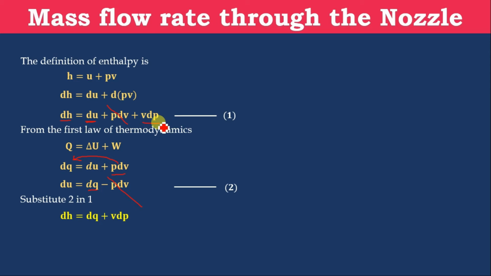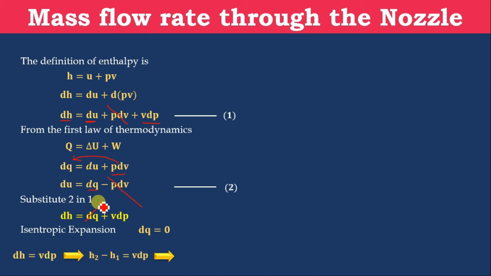We know that in a nozzle the flow is isentropic. There is no heat transfer. So again this dq becomes 0. Flow is isentropic, dq is equal to 0. Then this equation can be written as dH is equal to vdp. What is my dH? Change in enthalpy. So that can be written as H2 minus H1 is equal to vdp. For our purpose, inlet enthalpy is maximum compared to the exit enthalpy. So this equation can be written as H1 minus H2 is equal to minus vdp. Let's take this as equation number 3.